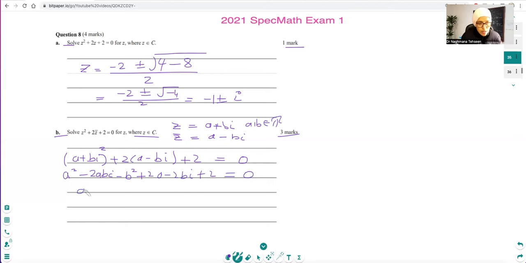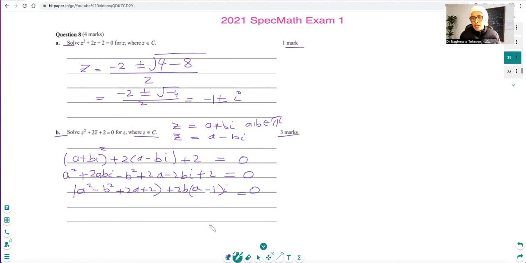So that will give me a squared minus b squared plus 2a plus 2. This is the real part. And then I have an imaginary part of it, which would be, we have a 2ab and a 2b, so the 2b is common there. And then we get 2b outside, a plus 1. Oh, a minus 1, sorry, not plus. So 2b times (a minus 1) equal to 0.